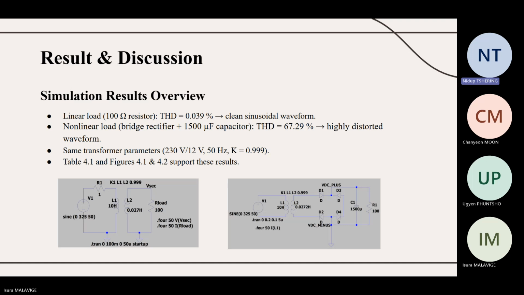Without wasting much time, we changed the setup to a non-linear load using a bridge rectifier and a 1500 microfarad capacitor. The waveform got quite distorted. You can clearly notice how uneven it becomes in our research project, and the THD shoots up to around 67%. Both were done using the same transformer, as already stated by Ugyen. Next slide.